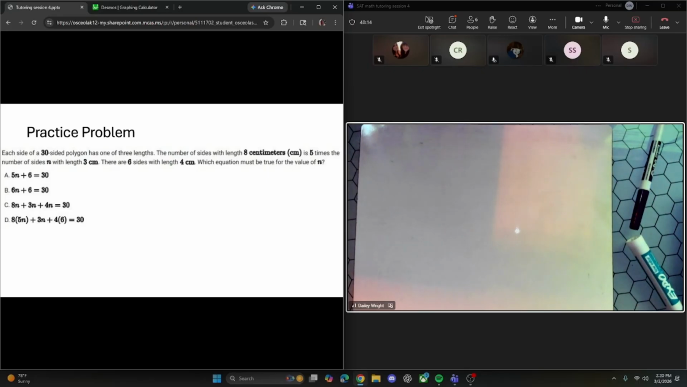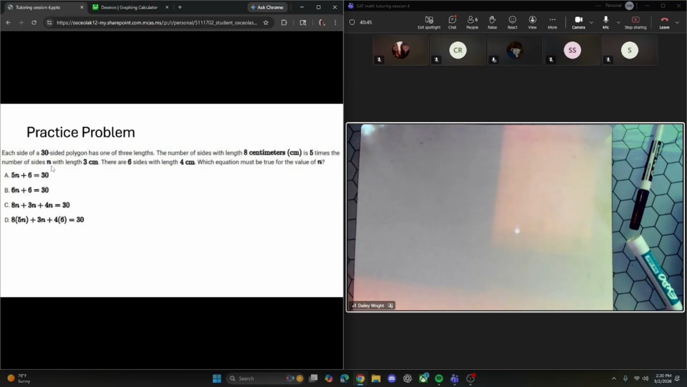Each side of a 30-sided polygon has one of three lengths. The number of sides with length 8 centimeters is 5 times the number of sides with length 3 centimeters. There are 6 sides with length 4 centimeters. Which equation must be true for the value of n? So it says which equation must be true for the value of n. So we're looking for what n is, and n is the number of sides.